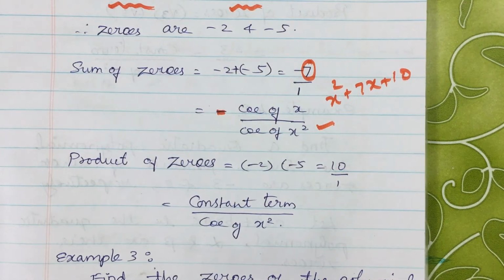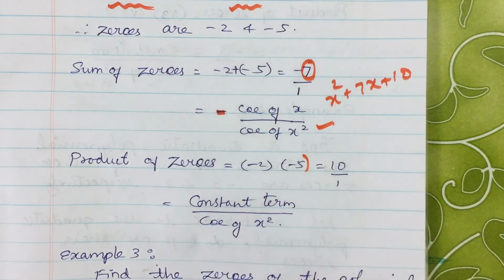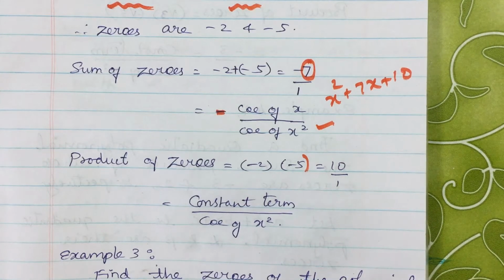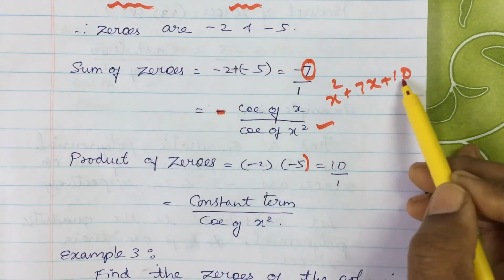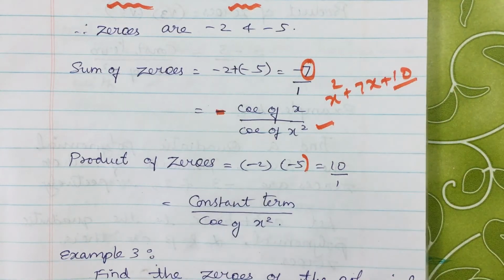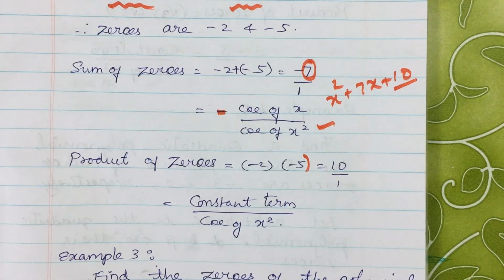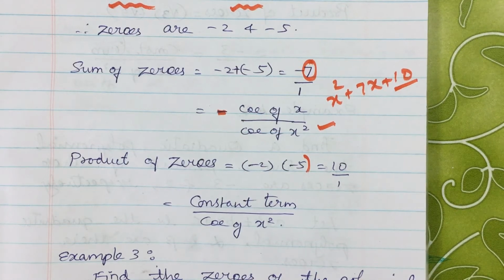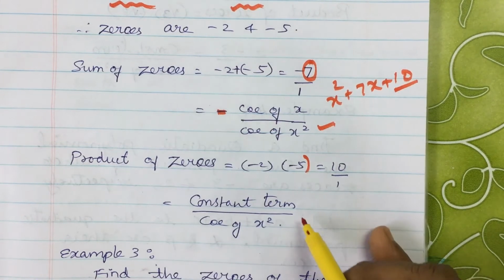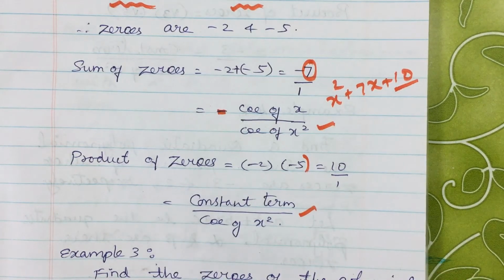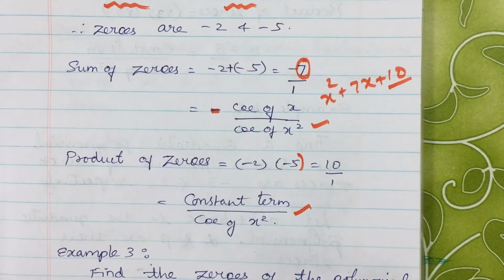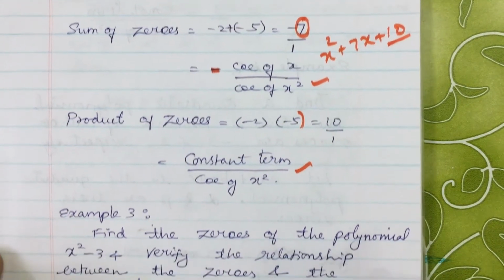Similarly, the product of the zeros is, you multiply minus 2 and minus 5, you will get 10. 10 is there in the given polynomial. Okay, so I am again putting 1 in the denominator, right? Because putting 1 won't alter the value of the number. So 10 by 1, if you see, 10 is the constant term and 1 is the coefficient of x square. So with this, your given product and sum of the zeros are verified here.